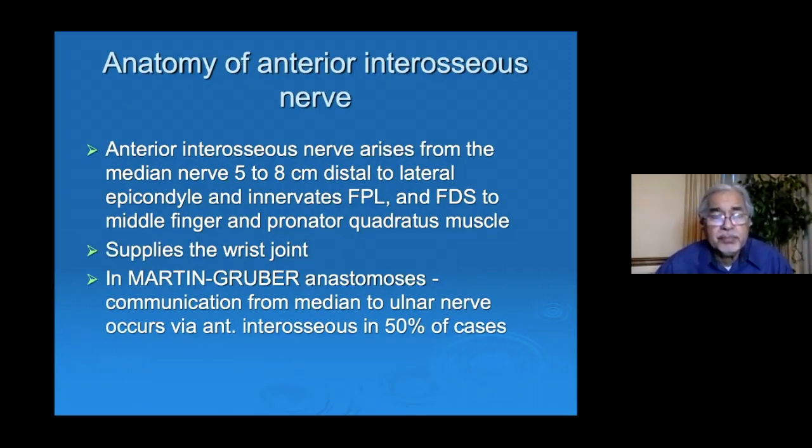The anatomy: the anterior interosseous nerve arises from the median nerve about 5 to 8 centimeters distal to the lateral epicondyle and innervates the FPL and the FDS of the middle finger, and the pronator quadratus muscle also. It supplies the wrist joint.